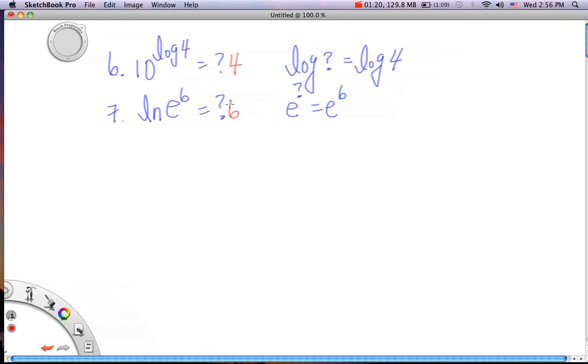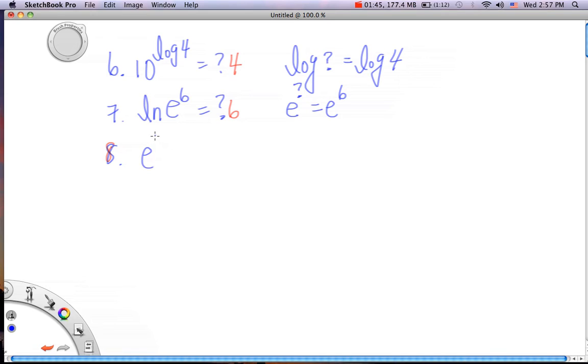So do you see a pattern here? A lot of times people think of this 10 and log base 10 as canceling each other. That gives you 4. Same thing with ln, natural log, it's a base e. That will cancel out with this e and give you 6. I'd like you to understand why, instead of trying to memorize it, because canceling is not really a very good terminology.